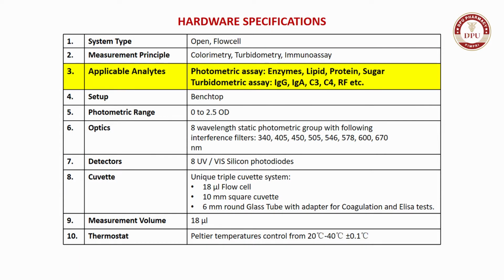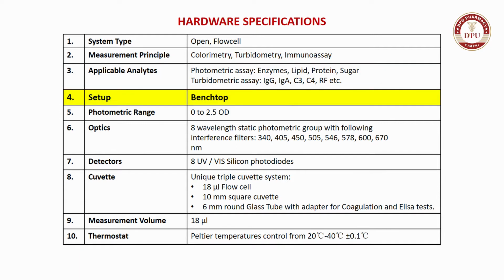Third, applicable analytes for photometric assay are enzymes, lipids, proteins, and sugar. And for turbidimetric assay, it can be immunoglobulin G, A, C3, C4, RF, etc. Now, it is a benchtop type of setup and the photometric range is from 0 to 2.5 OD.